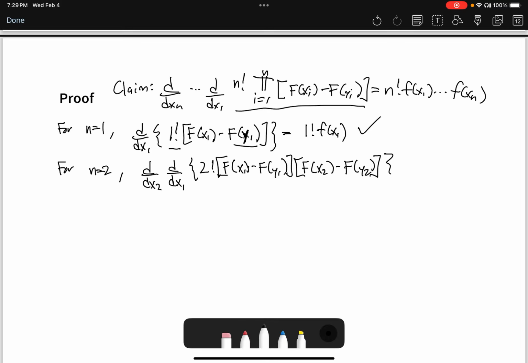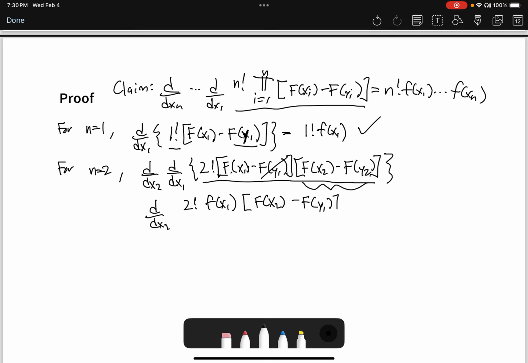Okay, so we're taking the derivative of this thing right here. Okay, the 2 factorial is just a constant. It's going to float on out. We can see that the second part here doesn't have any x1s there, only this first part right here. If we take the derivative of F of x1 minus F of y1, this is going to go to 0. Okay, and this is going to be the PDF, and so we're going to get 2 factorial times the density evaluated at x1 multiplied by F of x2 minus capital F of y2.